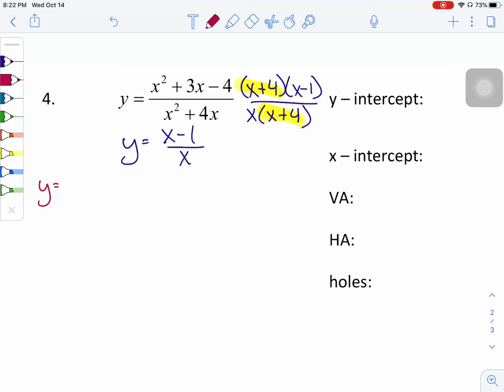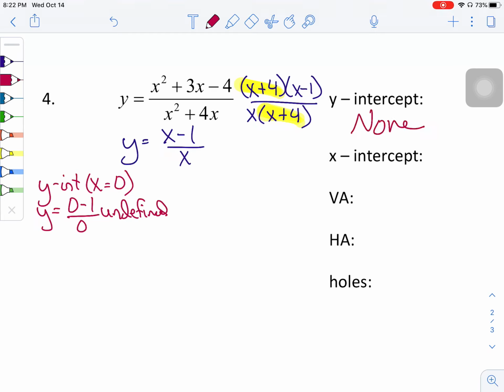Y-intercept, we're going to make x equal to 0. I'm having issues writing apparently tonight. So x is equal to 0. So let's see, y is equal to 0 minus 1 over 0. This is undefined. And since it is undefined, it is absolutely impossible to graph that. So you're going to tell me the y-intercept here is none, because I have no idea where the point (0, undefined) is, so we don't graph it.